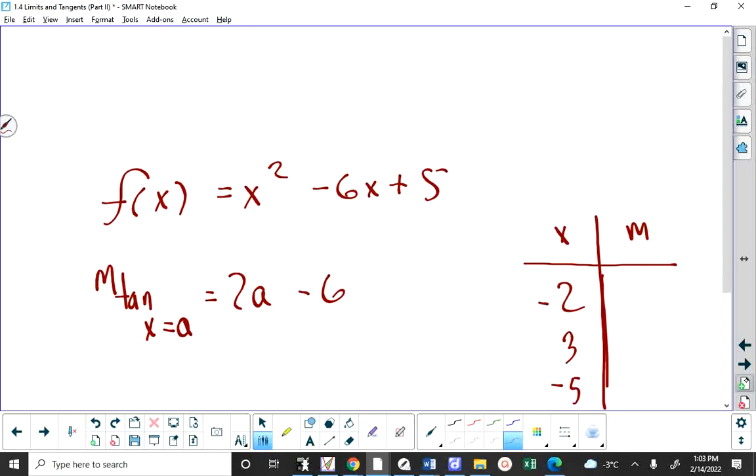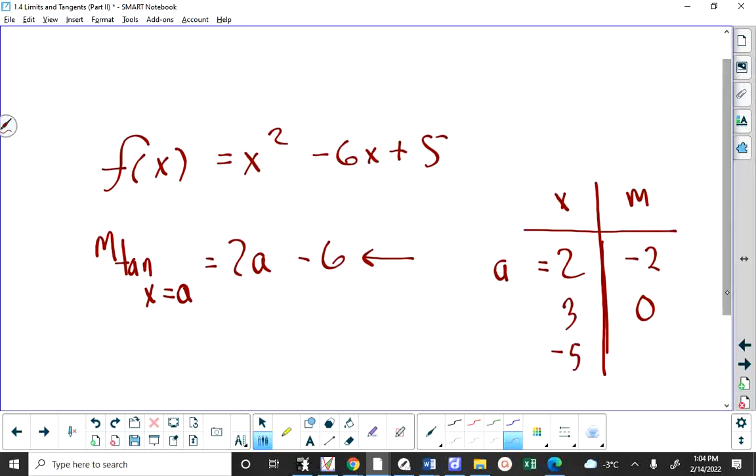Go ahead. Don't forget, this is really a. We're going to change it to x later. But if you put 2 into this expression for a, can you confirm that you get negative 2, which was the slope of the tangent? Yes? Do me a favor and put 3 in and figure out what you get for a slope. 0, right? 2 times 3 is 6, minus 6 is 0. Put negative 5 in. 2 times negative 5 is negative 10, minus 6 is negative 16.